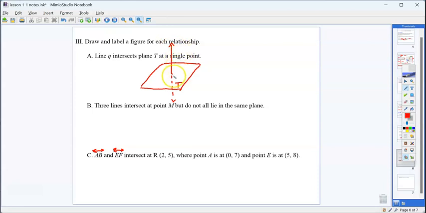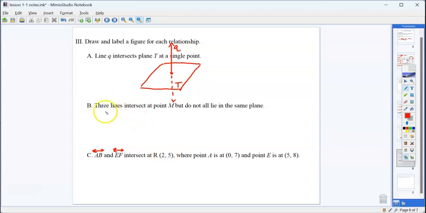So using your imagination, you got to kind of think of a different way of looking at these in space. The line intersects plane T right there, before the dotted line. So the dotted line represents the hidden part of the line. And so we'll call this line Q, which intersects plane T, and there's our single point of intersection.